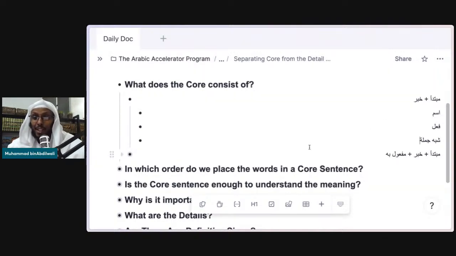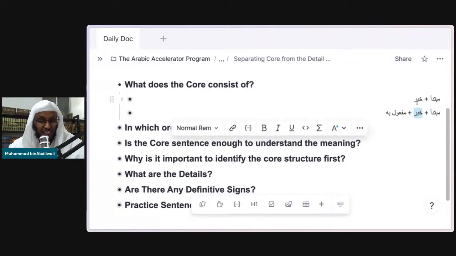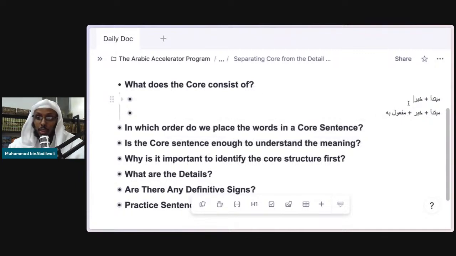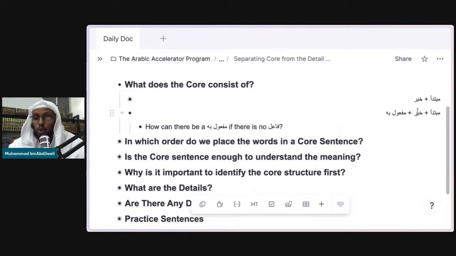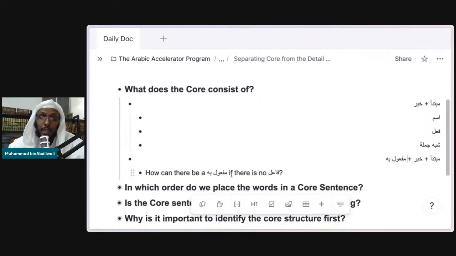So we have mubtada and khabar, and optionally a maf'ulun bihi, especially if the khabar is a fi'l, like we said. If the khabar is a fi'l, then you can have a maf'ulun bihi, if that fi'l is transitive, it needs an object. That could also be the case if the khabar is an ism, but that's the topic for another day.